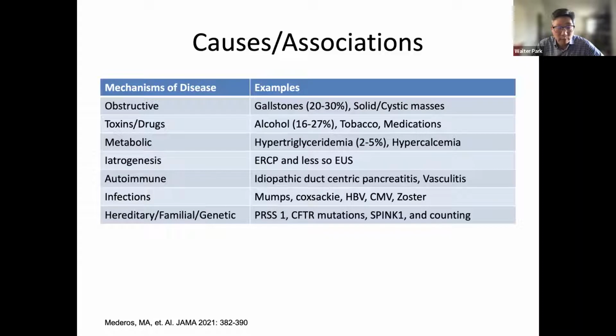Increasing recognition of autoimmune pancreatitis, particularly the type 2 variant, also known as idiopathic duct-centric pancreatitis, is considered a cause, as well as infections and underlying hereditary mutations that can lead to acute pancreatitis.